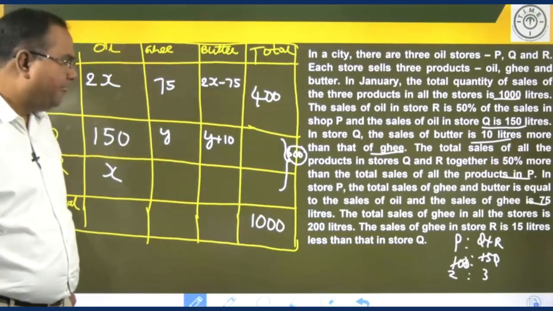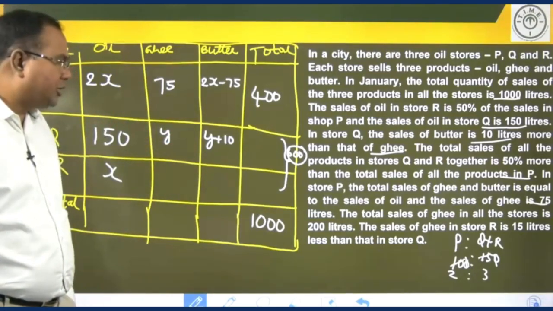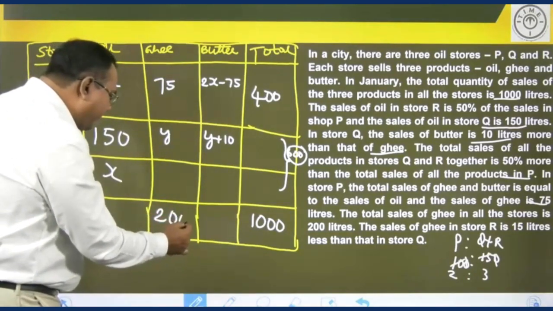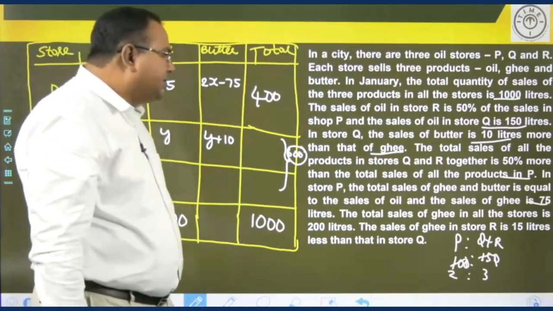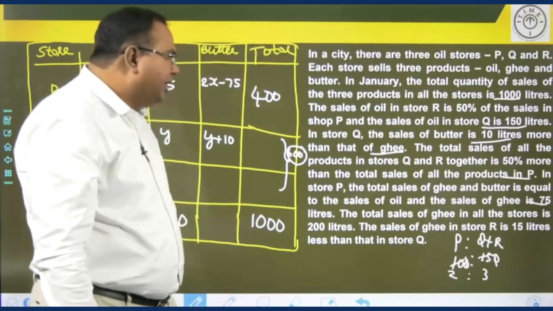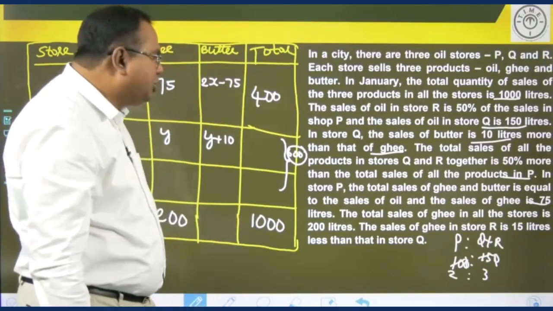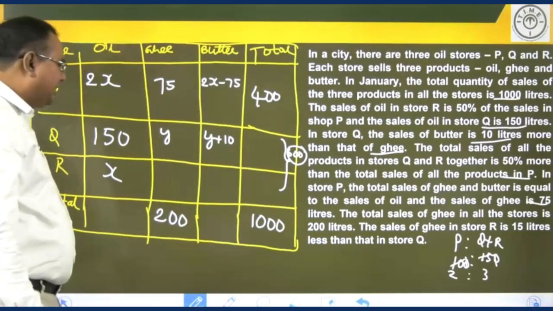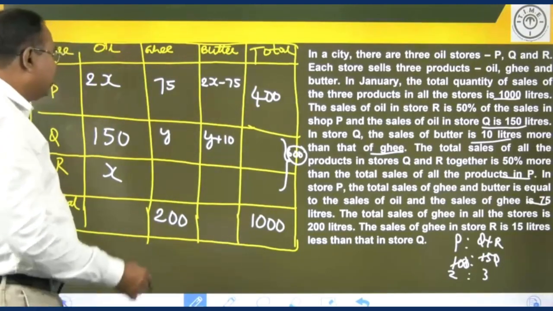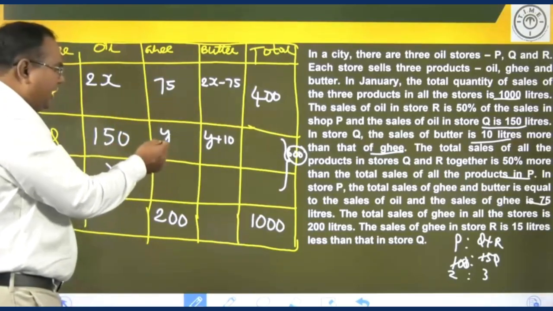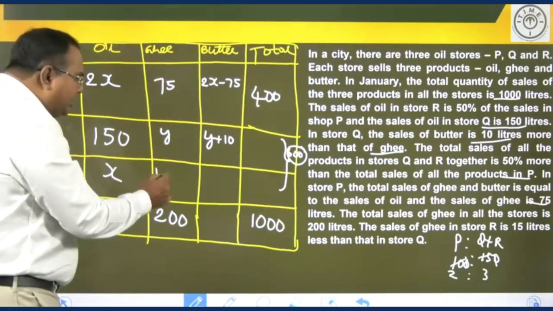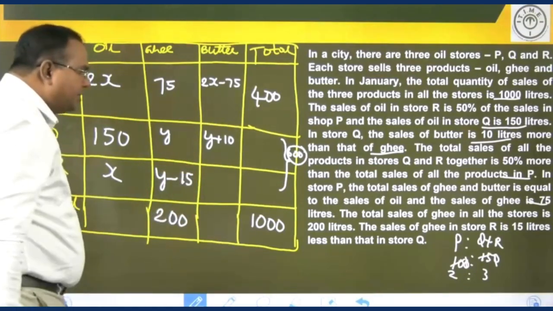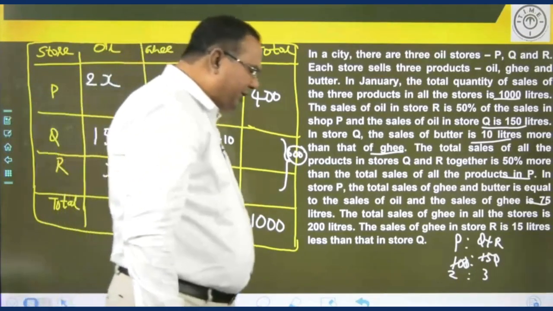Look at the next point. Total sales of ghee in all the stores is 200. So, ghee total, I am putting it here, 200. Fine. Sales of ghee in store R is 15 liters less than store Q. So, ghee in store R is 15 less than store Q. Store Q is Y. So, this has to be 15 liters less, Y minus 15. That's all. No other information.